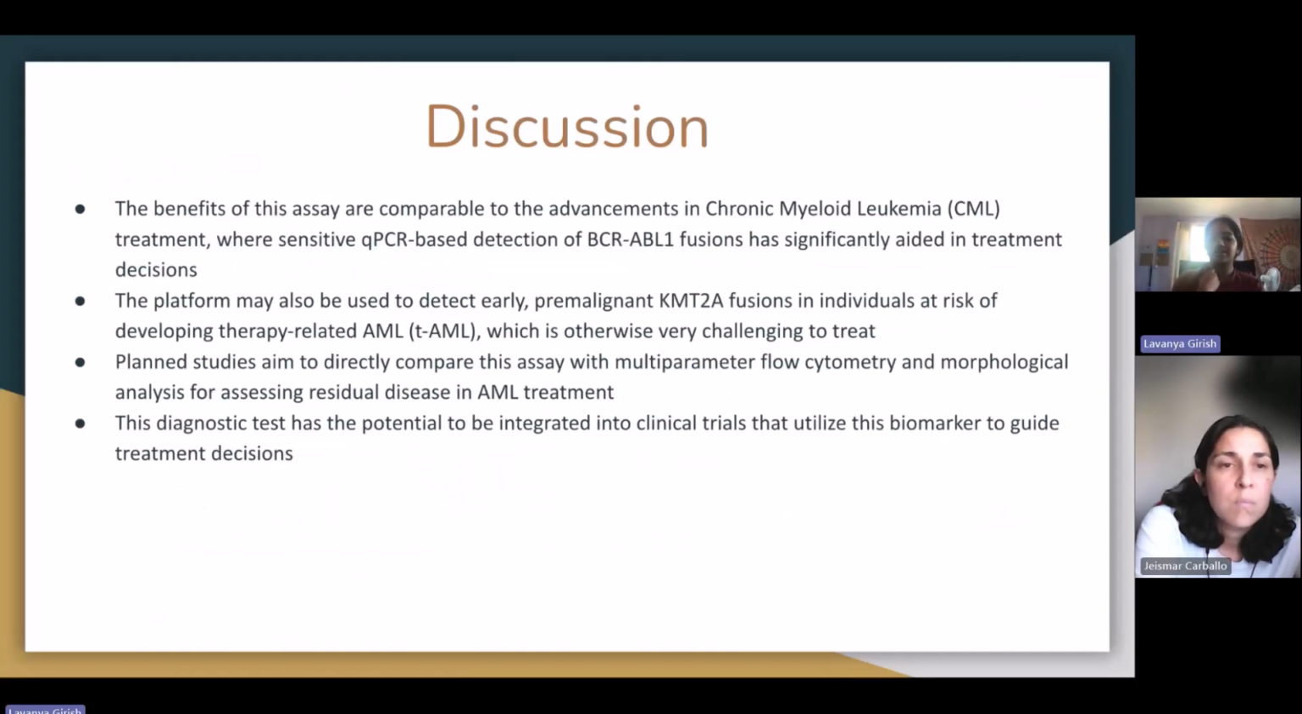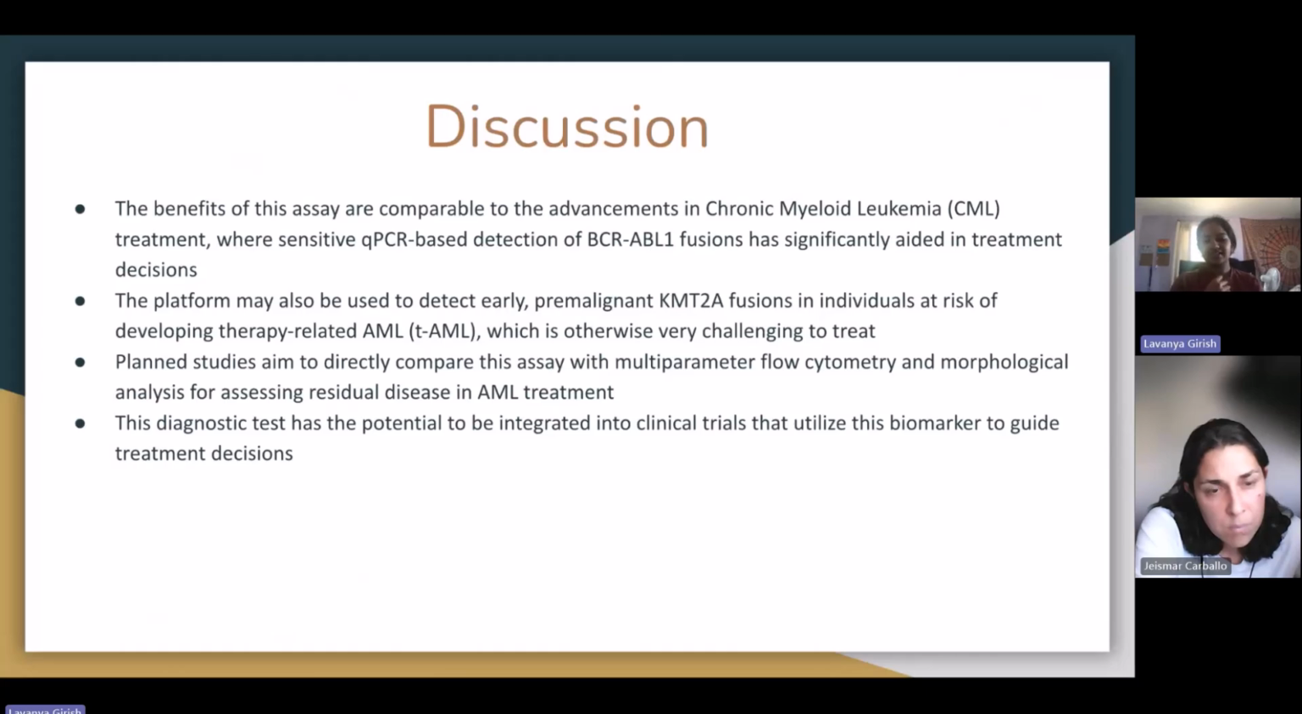The benefits of this assay are comparable with the advances for CML, where ddPCR was used. The platform may also be used to detect early premalignant KMT2A fusions in individuals at risk of developing TAML, which is otherwise very challenging to treat. Planned studies for the future aim to directly compare this assay with multi-parameter flow cytometry and morphological analysis for assessing residual disease in AML treatment.